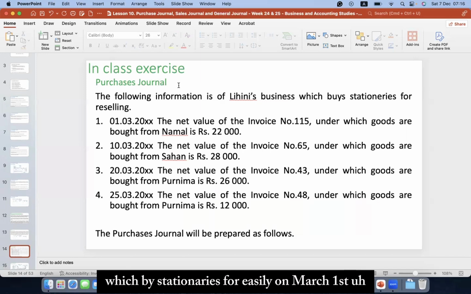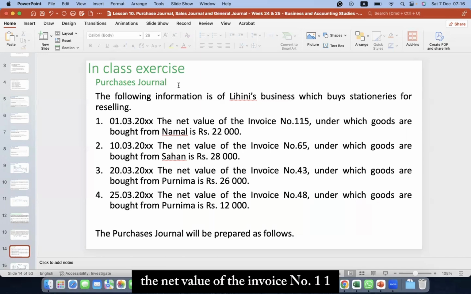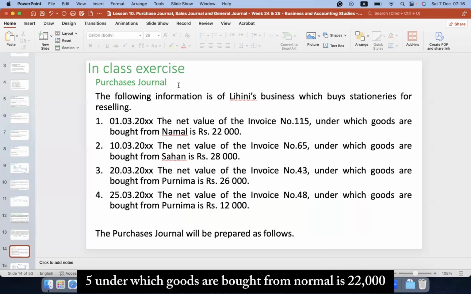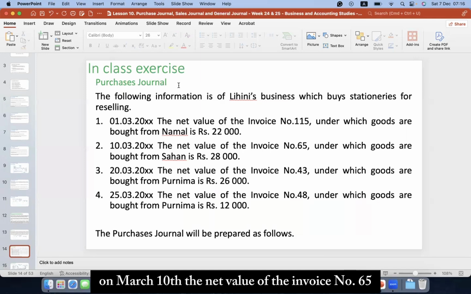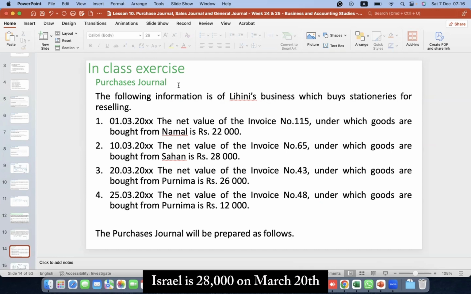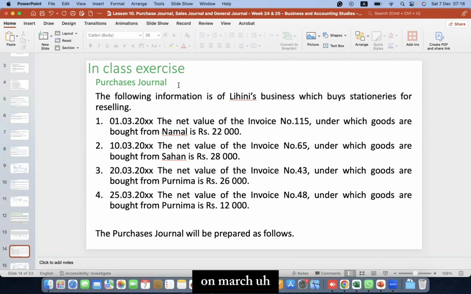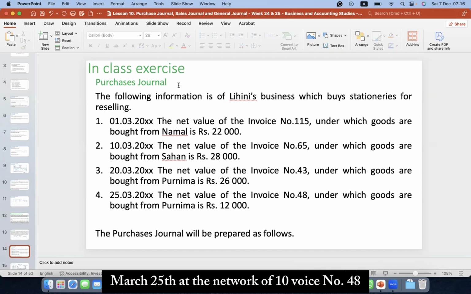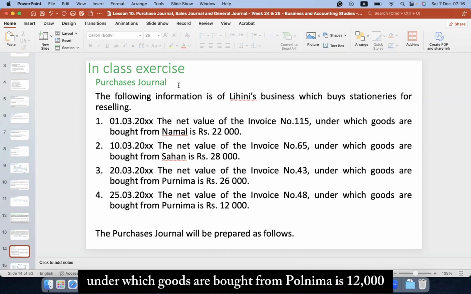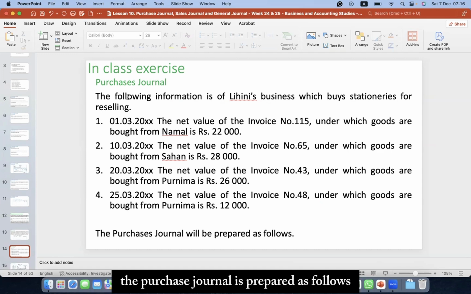On March 1st, the net value of invoice number 115, under which goods are bought from Normal, is 22,000. On March 10th, the net value of invoice number 65, under which goods are bought from Sahan, is rupees 28,000. On March 20th, the net value of invoice number 43, under which goods are bought from Purnima, is 26,000. On March 25th, the net value of invoice number 48, under which goods are bought from Purnima, is 12,000. The purchase journal is prepared as follows.